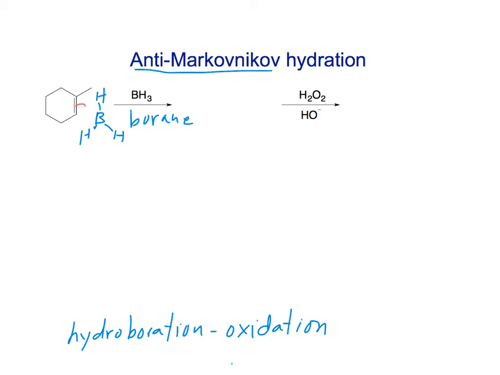Now the pi bond can attack the boron. This is essentially a Lewis base, Lewis acid reaction because borane is a good Lewis acid. But in the same step, a hydride is going to move to the more substituted side. This is a concerted step, right? We talked about that before. Concerted means that all of the bond forming and bond breaking is going to take place simultaneously.